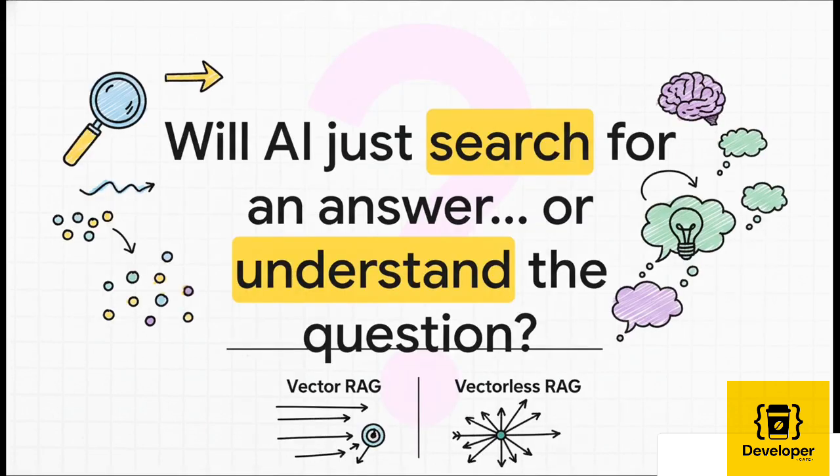So, I want to leave you with this thought. This shift from vector to vectorless RAG, it's really more than just some technical upgrade. It's about changing the fundamental way our AIs interact with knowledge. And it forces us to ask a really important question about the future we're building. Do we want an AI that just searches for an answer, or do we want one that truly understands the question?